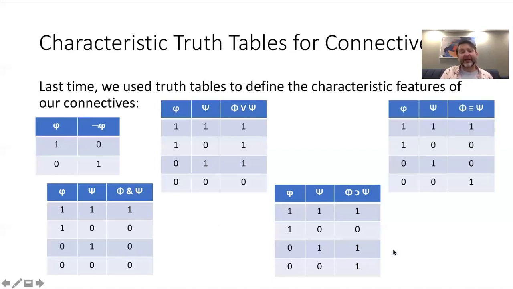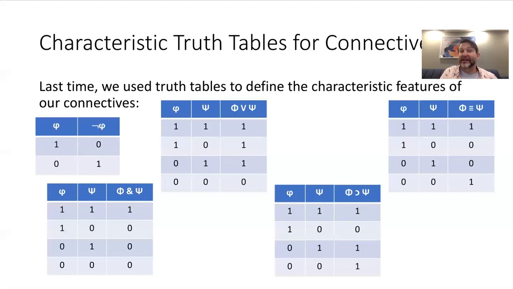And then finally, we have our biconditional connective. So we have here phi and psi. If both of these are true, then phi if and only if psi is true. And if both of them are false, then phi if and only if psi is true. But if their truth values come apart, then phi if and only if psi isn't true, right?